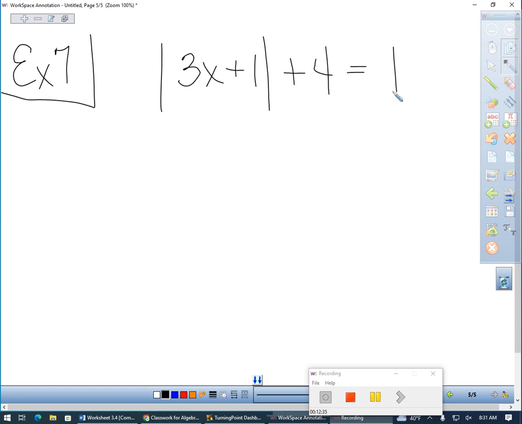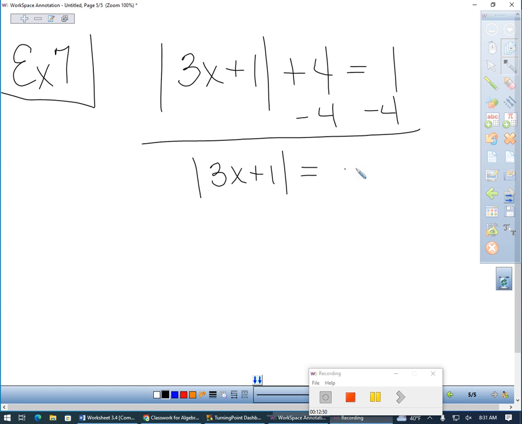First, I have to get the absolute value all by itself, right? So I got to subtract 4 from both sides. Gives me the absolute value of 3x plus 1 is equal to negative 3. Can an absolute value ever equal negative 3? No. So this is no solution. If when you get the absolute value by itself, it's equal to a negative number, no solution. Okay? Which, hint, hint, there might be one. I'm not telling you that.